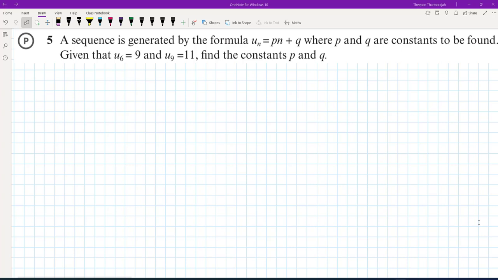Right, here's a question for you to try. You can pause the video, and when you're done, I will go through my worked solution.